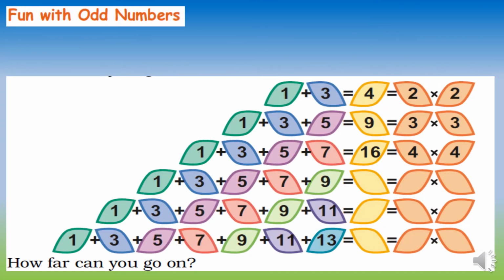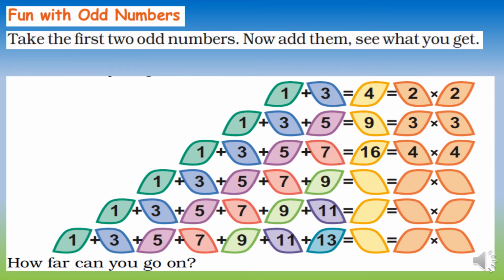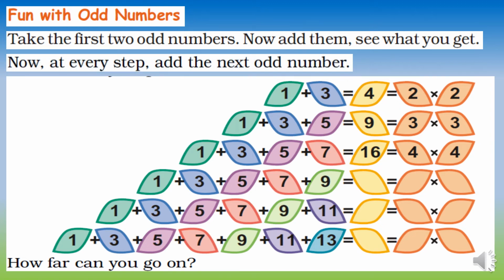Now look at this fun with odd numbers. Odd numbers are 1, 3, 5, 7 and so on. So see, take the first two odd numbers, now add them. See what you get. 1 plus 3 equals 4, that is 2 into 2, square of 2. 1 plus 3 plus 5 equals 9, that is square of 3, 3 into 3.